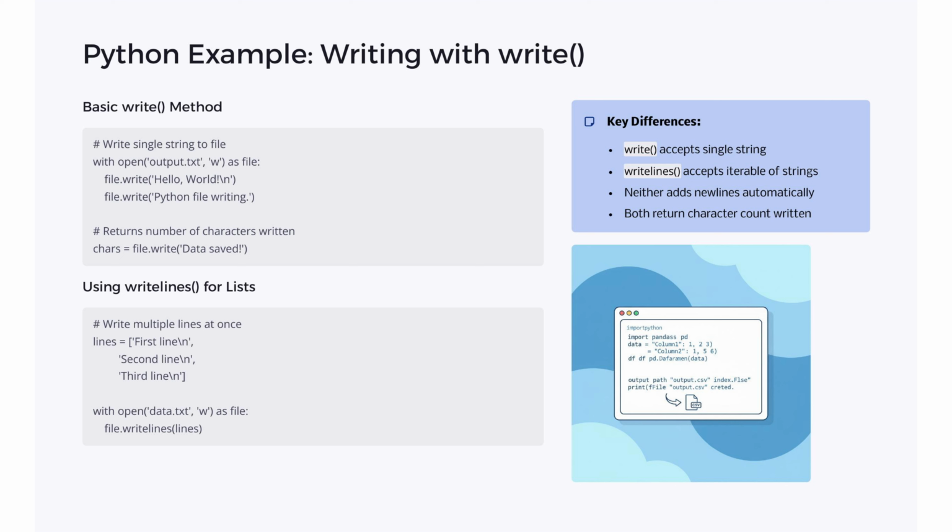The write method writes a single string to a file, returning the number of characters written. For multiple lines, use writelines, which accepts an iterable of strings. Note, neither method adds newlines automatically. Both are essential for efficient file writing in Python, offering flexibility in handling different data formats.